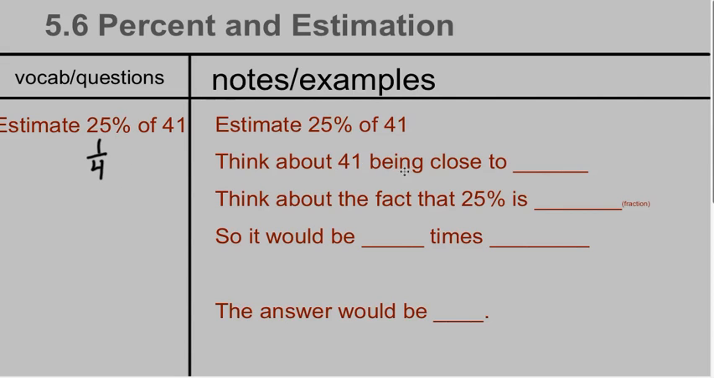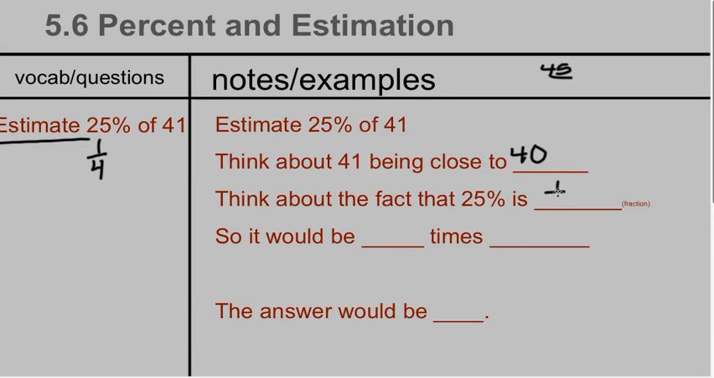I know that 41, because I learned this rule that if a number has a 5 or more, I round up. And if it doesn't, I either keep it the same or round down, depending on what I'm rounding to. So in this case, I'm just going to say that it's closer to 40, because 41 is much closer to 40 than it is to 50. Again, we're estimating, so I just want to find something that's pretty close.